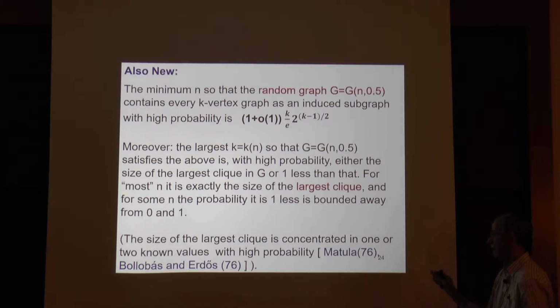Again, here we talk about G(n, 1/2). Right? This is not for sparser graphs. Things are a little bit different.